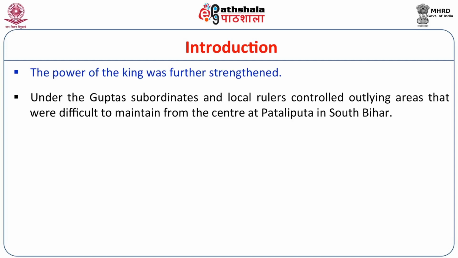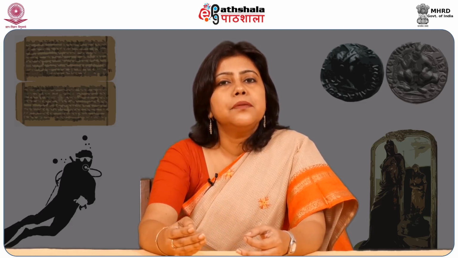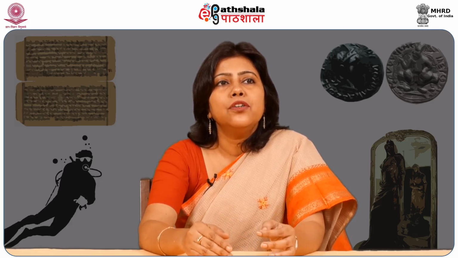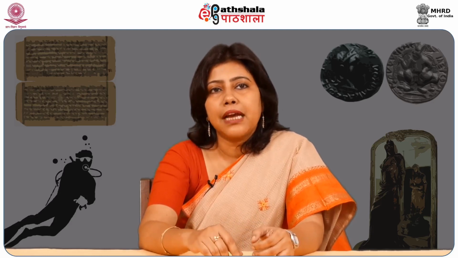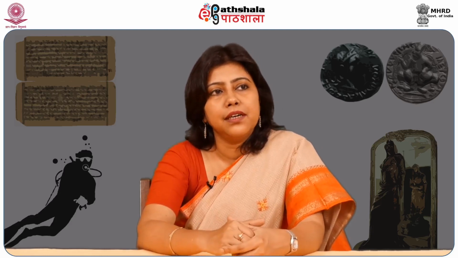By outlying areas, we refer to the areas outside Uttar Pradesh and Bihar that were difficult to maintain, as for example the areas in Gujarat or the areas in the northern part of the present Bengal Delta comprising West Bengal and Bangladesh, or in Orissa. These are the outlying areas which were probably controlled by their feudatories, because it was very difficult to maintain control over these areas from their capital at Pataliputra in South Bihar.